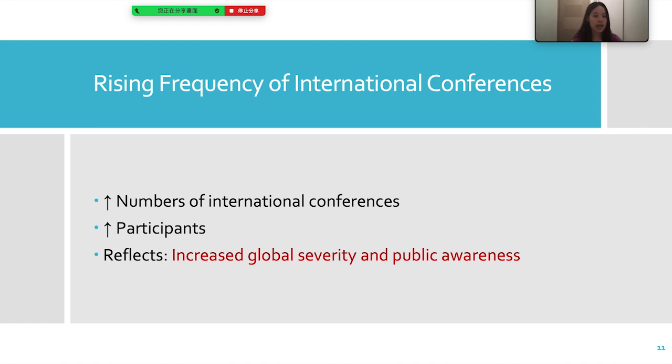According to the above slides, there is a rising frequency of international conferences along with a growing number of scientists and policymakers being invited to participate in these events. This reflects an increased global severity and public awareness of ocean acidification, emphasizing the urgent need to tackle this problem.